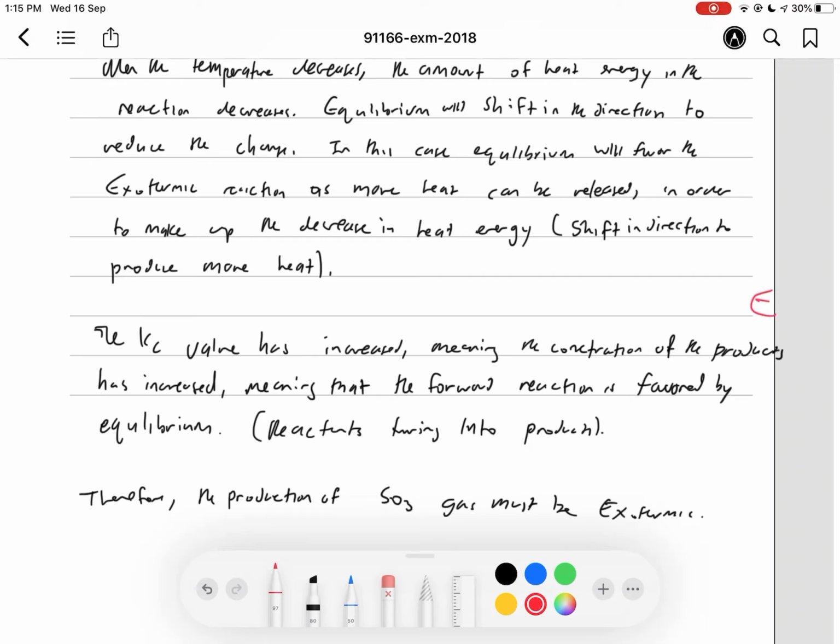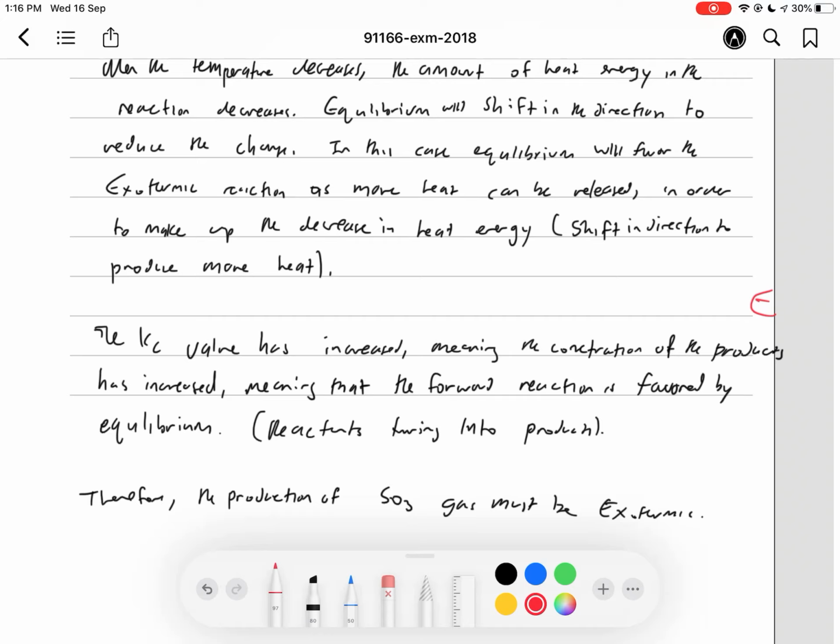Okay, so in this case, to get a merit, you're linking increase in Kc value at lower temperature to changes in the relative concentration of reactants or products. So basically you're saying that increasing the Kc means just higher concentration of products and lower concentration of reactants, and that will get you a merit grade actually. So just doing that will get you a merit.